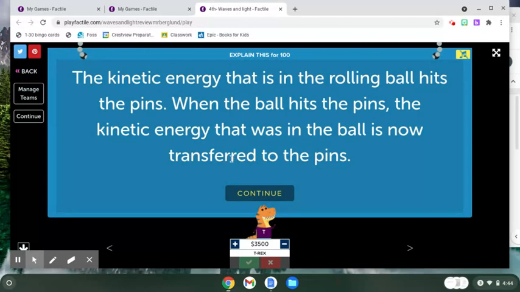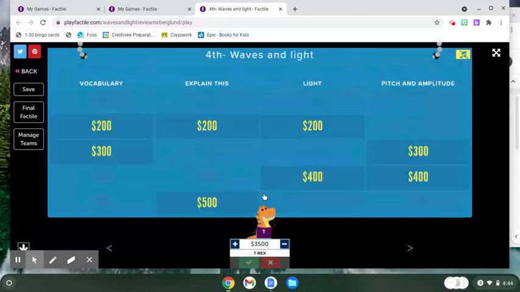There is kinetic energy in the ball. The pins currently have stored energy, but when the bowling ball hits the pins, it transfers energy to the pins, which causes them to be knocked down.